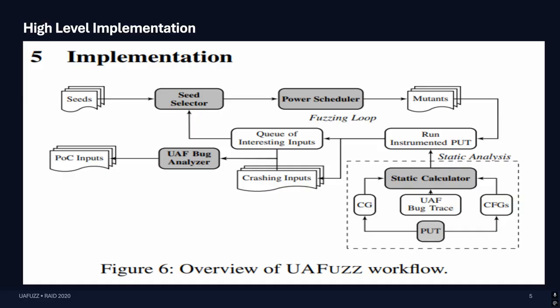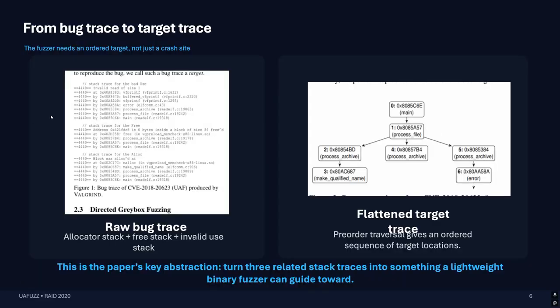So now that the implementation picture is kind of set in place, let's look at how we trace from bug trace to target trace. So the starting point for this is that for a known or suspected UAF, dynamic bug reports will often give you multiple stack traces. For example, they may tell you where the memory was allocated, where it was freed, and where it was used later on.